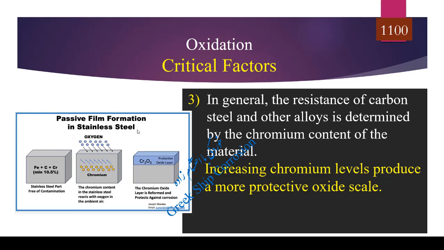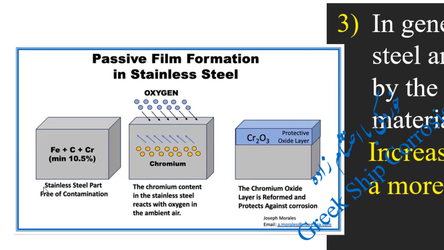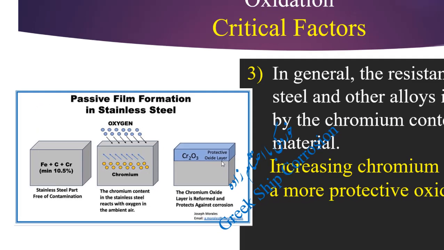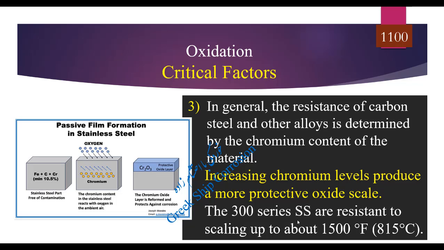Passive film formation in stainless steels. Stainless steel part free of contamination. The chromium content in the stainless steel reacts with oxygen in the ambient air. The chromium oxide layer is reformed and protects against corrosion. Cr2O3 protective layer. The 300 series stainless steels are resistant to scaling up to about 1500 degrees Fahrenheit.